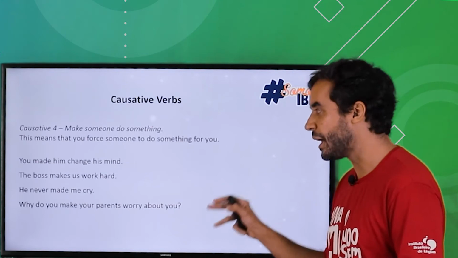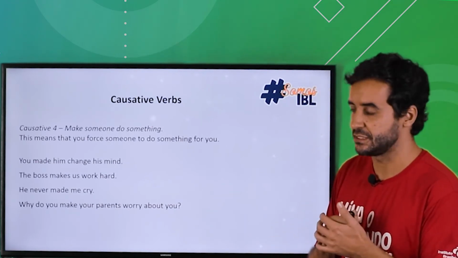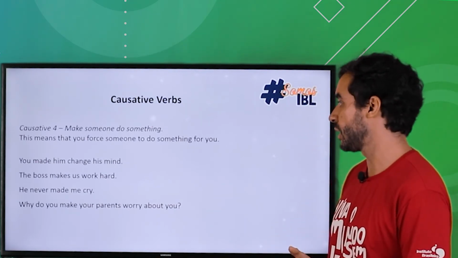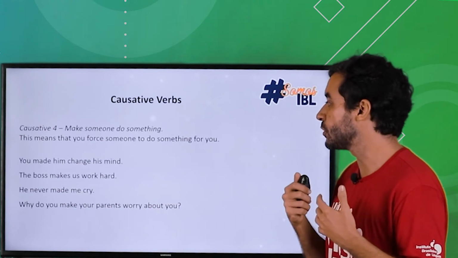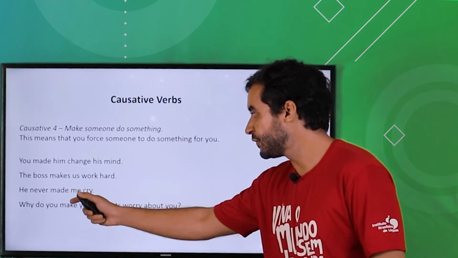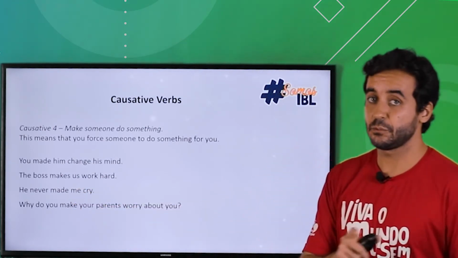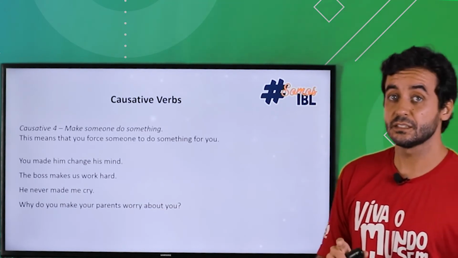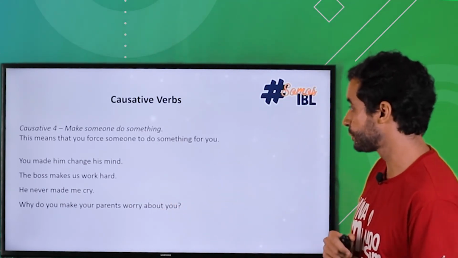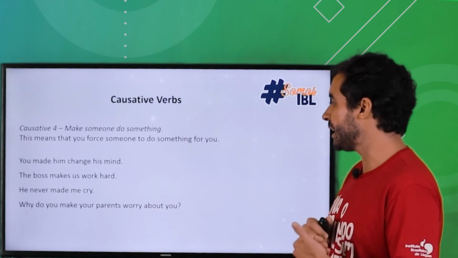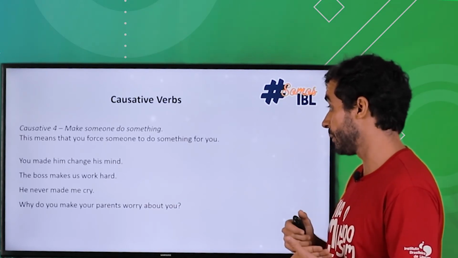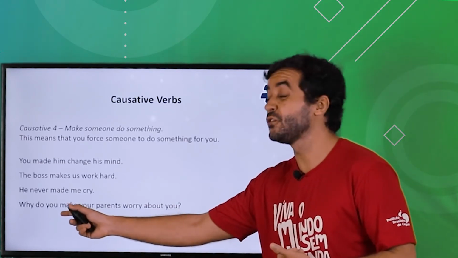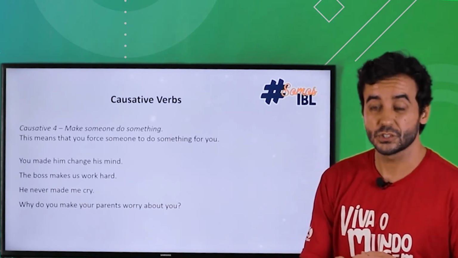Ooh, that's too bad, right? But he's forcing the workers, right? He never made me cry. Okay, we have the infinitive, but this time we're not using to, right? It's just the infinitive without to. Why do you make your parents worry about you? Okay, you are forcing them to worry about you, right?